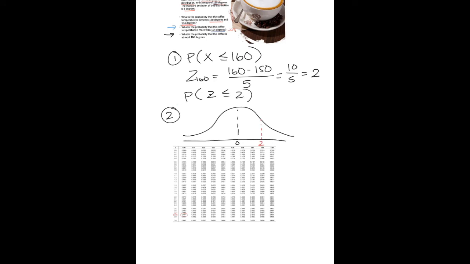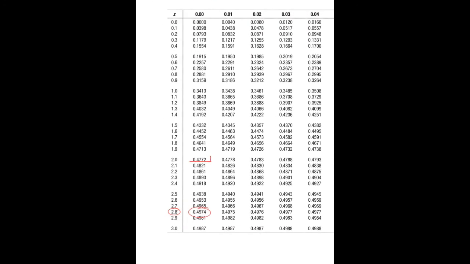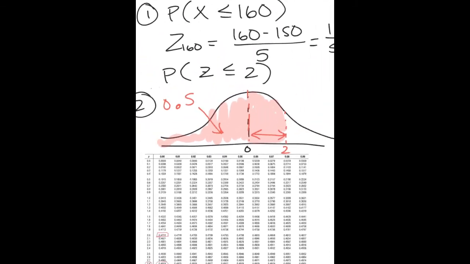Now notice here we're looking for the entire area less than 2. That includes not only the region between 0 and 2, but everything on the left side of the distribution. So how are we going to find this area? Well, first in the z-table, we're going to look up the area between 0 and 2. And what we already know is that the area in the entire left tail of the distribution is equal to 0.5. And then we're going to combine them together. So what is the area between 0 and 2? We find that that's equal to 0.4772.